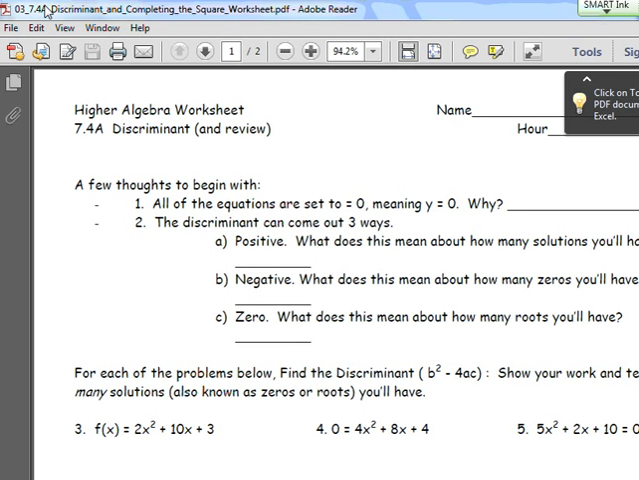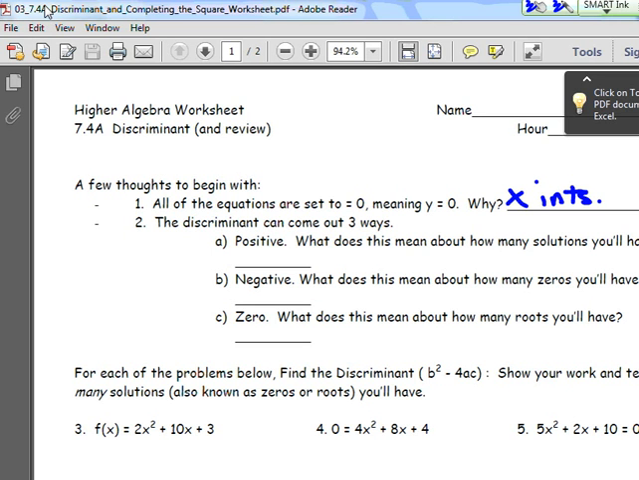7.4a, discriminant and completing the square. Okay, all of the equations are set to 0, meaning y equals 0. Why do we keep on setting y equal to 0? Because then you can find the what? X-intercepts. Very good. You're trying to find the x-intercepts.